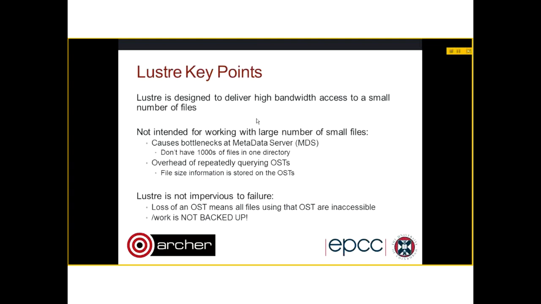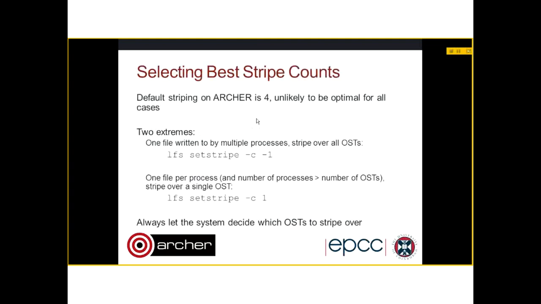So the thing to note, and the thing we emphasize always, is that work is not backed up. It's useful, we don't delete files in a rolling 30-day cycle or anything. They are left there, but you have to be aware it's not backed up. So when you've completed your simulations, put the important data somewhere else. So with those warnings, how do you choose a good stripe count?